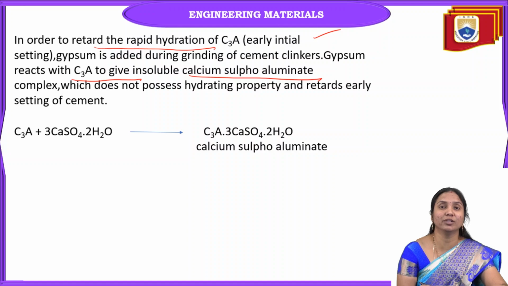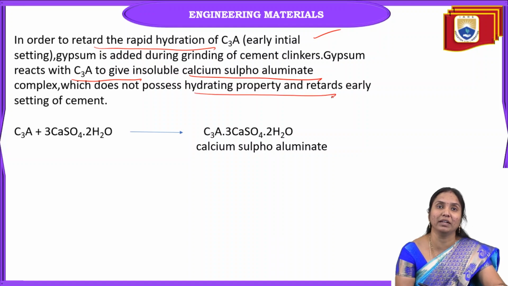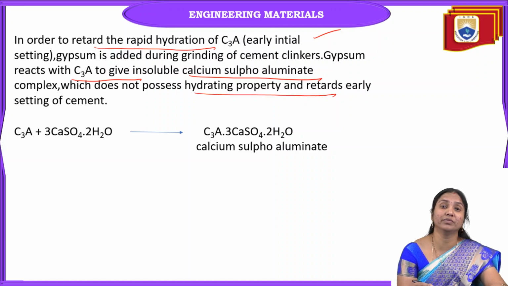Insoluble calcium sulfoaluminate complex is formed, which does not possess hydrating property and retards early setting of cement. When we add water to cement, on the first day tricalcium aluminate is immediately hydrolyzed. It can be delayed by adding a retarding agent like gypsum. Here gypsum acts as a retarding agent, delaying the quick setting and retarding early setting of cement.